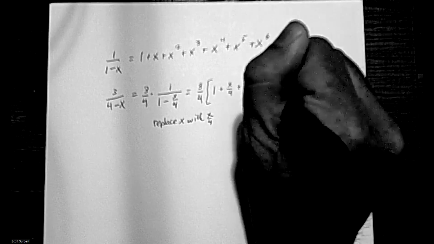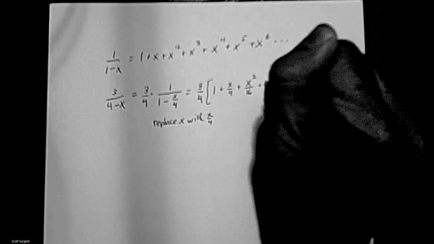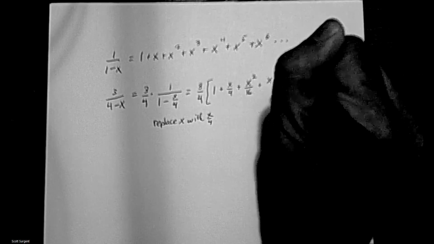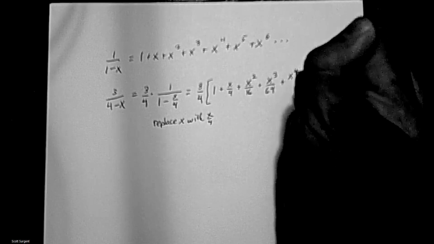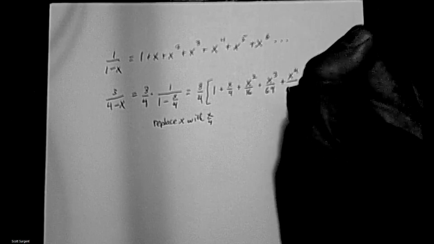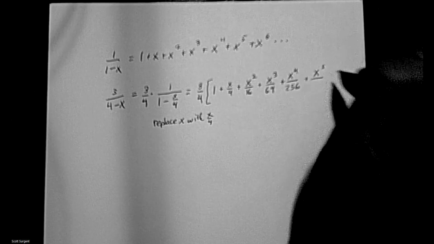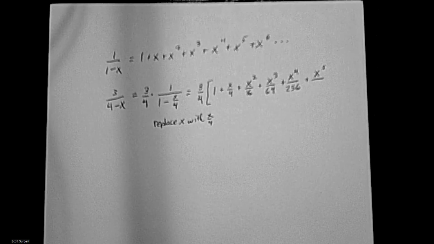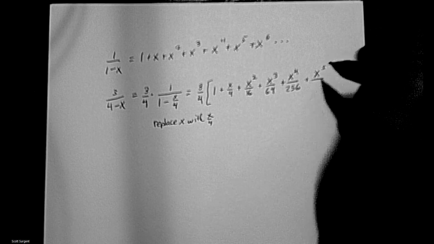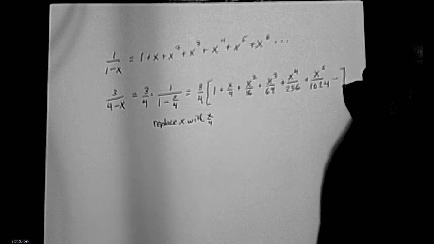It's going to be x over 4 squared, so x squared over 16, and then x over 4 cubed, so x cubed, 4 cubed is 64, x to the 4 over 4 to the 4th, I think is 256. Let's do one more. X to the 5 over 4 to the 5th, I think that's 1024. You know what? I want to make sure of that. Yeah, it's 1024. All right. That's good enough. That gives us a bunch of terms we can play with.